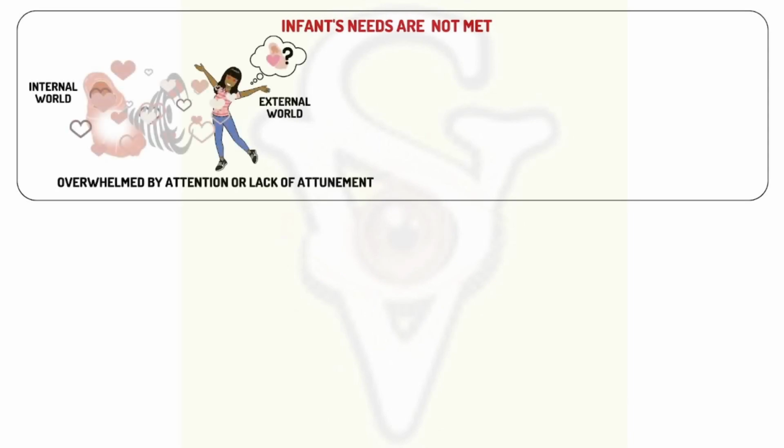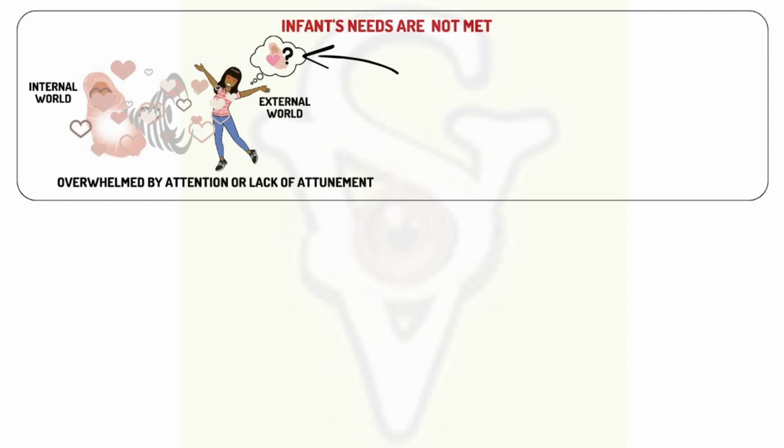But what happens if the infant's needs are not met by the primary caregiver? In the next scenario, the primary caregiver is not in attunement with the infant's needs. Now, this could be for a few reasons. It could be that the primary caregiver is unable to read what the infant needs or when they need it or the way in which the infant needs it.